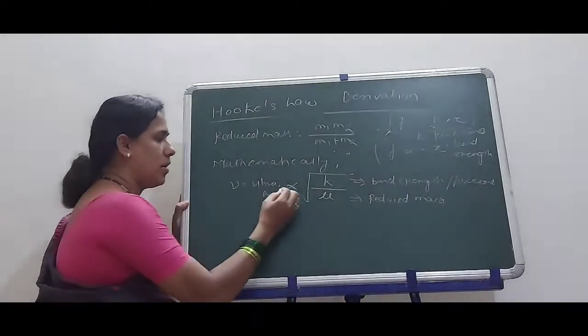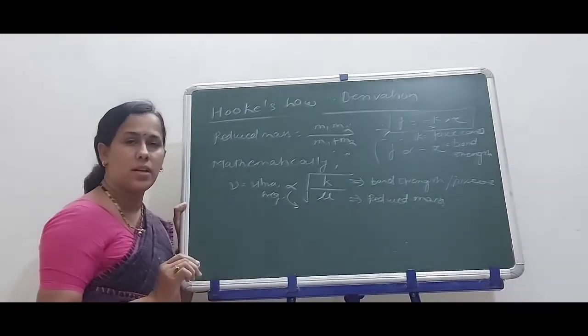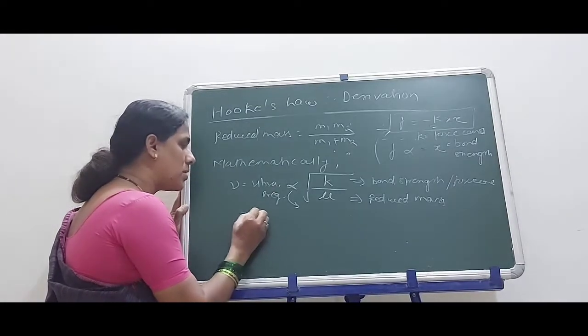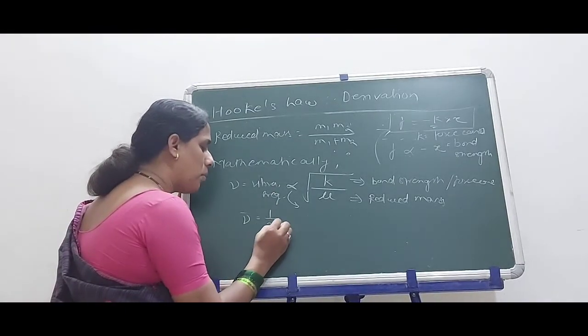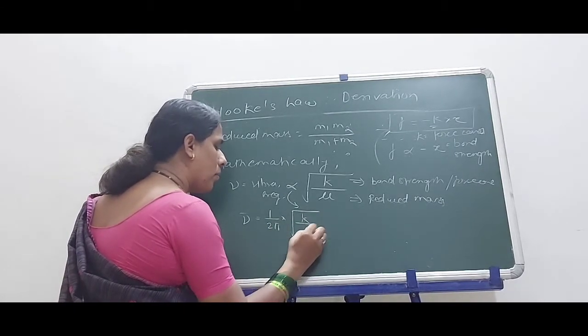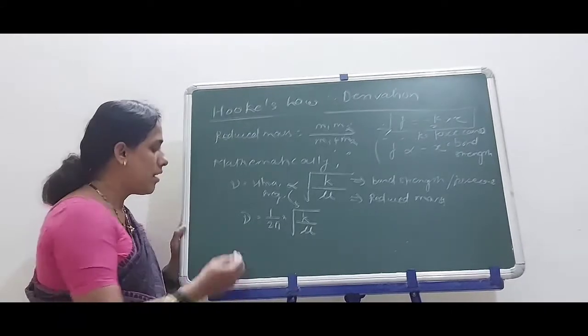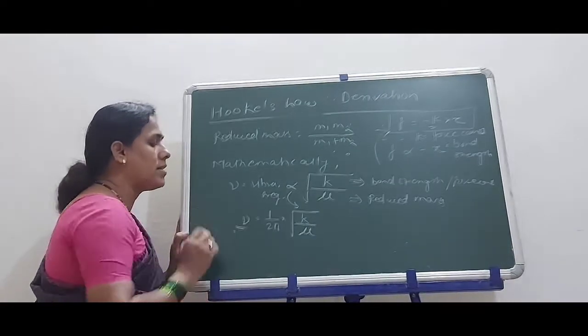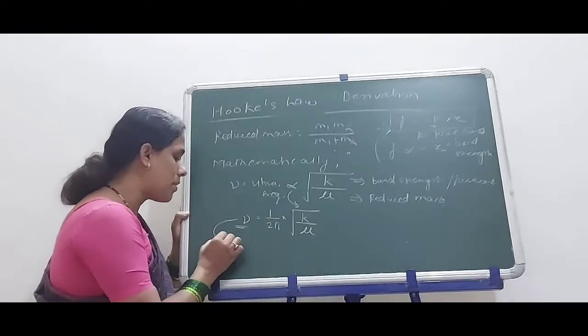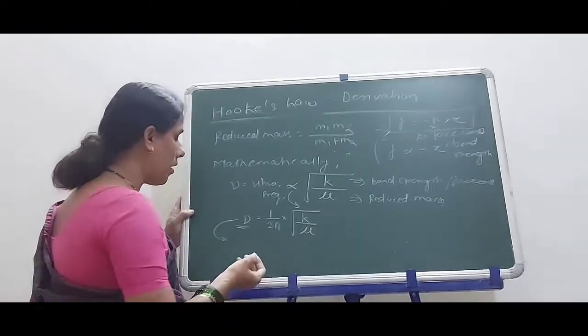Okay, now in order to remove this proportionality sign, we take some constant. Therefore, nu is equal to 1 upon 2 pi into the square root of K upon mu. Now this vibrational frequency is in terms of nu.